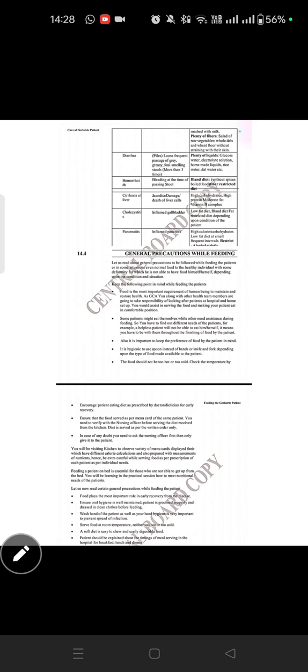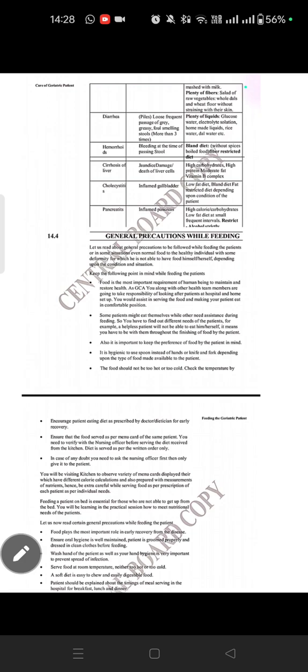So generally, what are the precautions we can take while feeding? Food is the most important requirement of human beings to maintain and restore health. So the team members have the responsibility, in hospitals and in the home setup, to keep the patient in a comfortable position. Then we can give the feeding to the patients, because the patient may be helpless at that time, so they can't do it themselves and we can provide it.